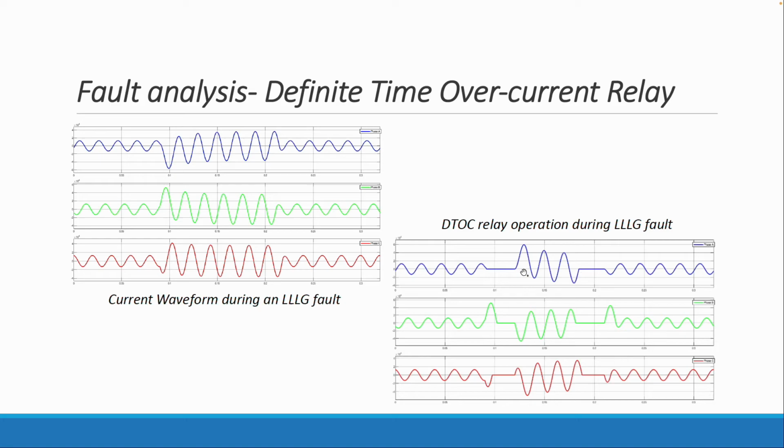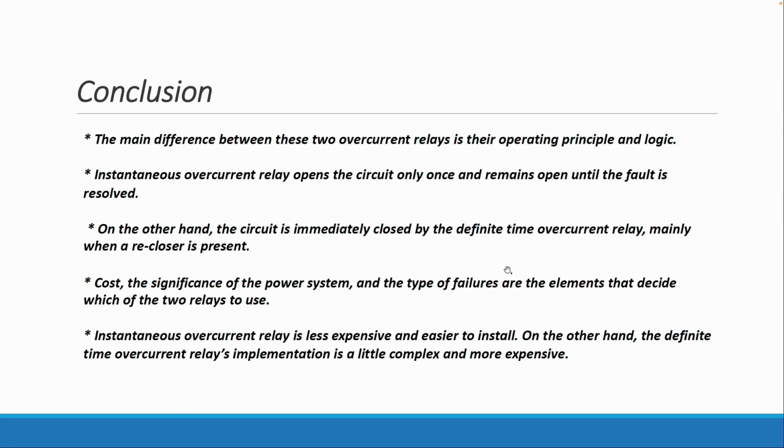However, if the situation still continues, the definite time overcurrent relay waits for a certain amount of time, which is user defined, at which point it once more transmits the signal to open the circuit if the fault still persists, and in that case it restores the system back.